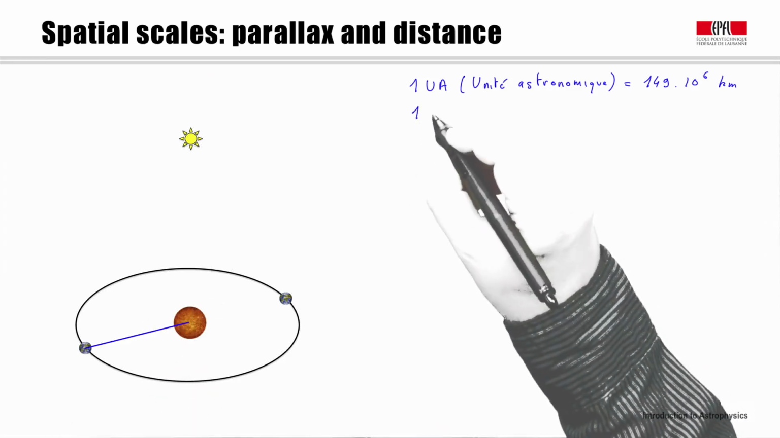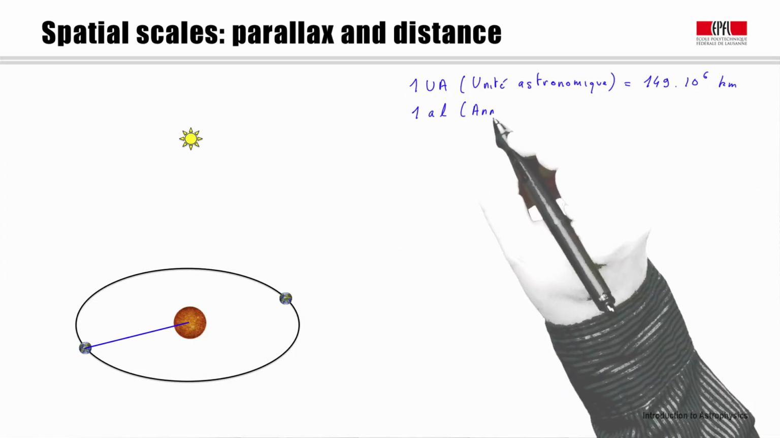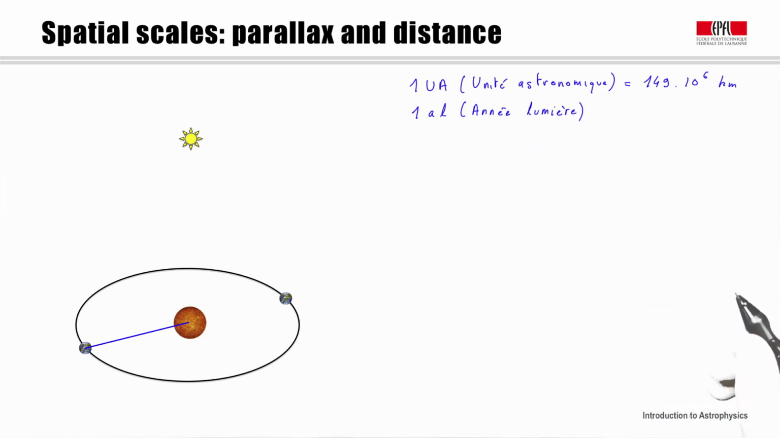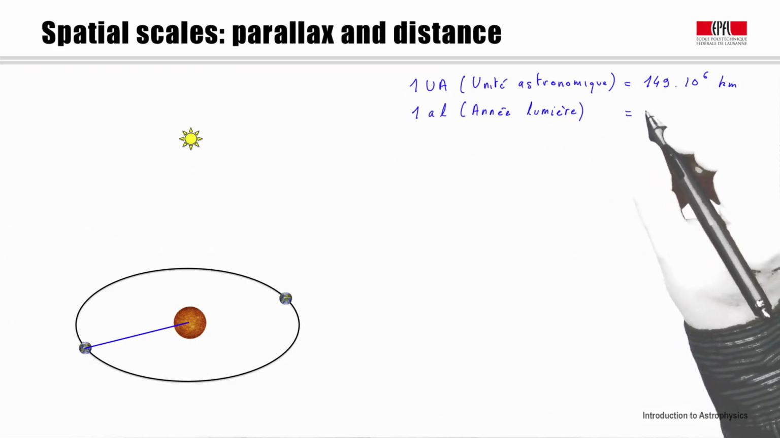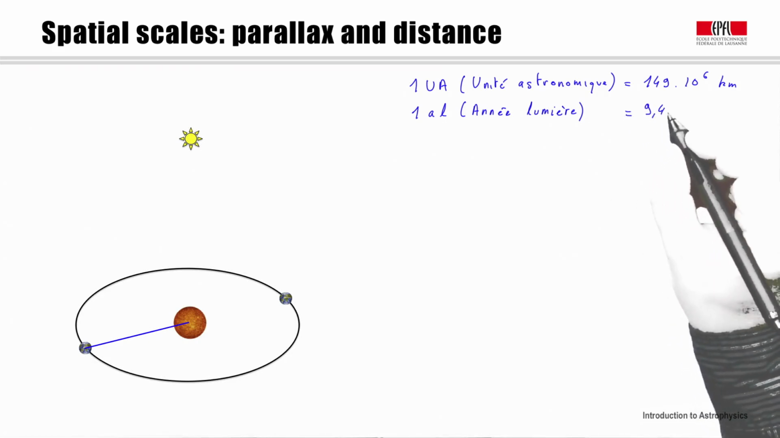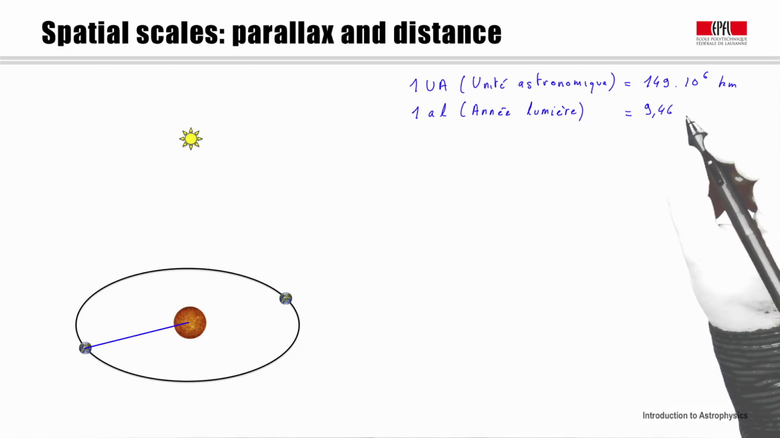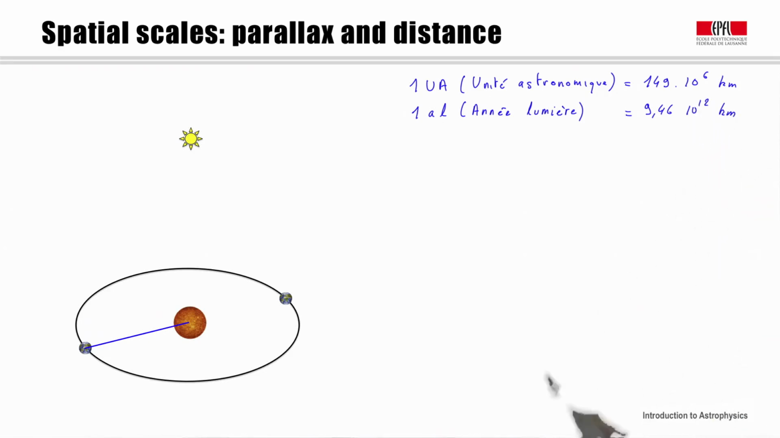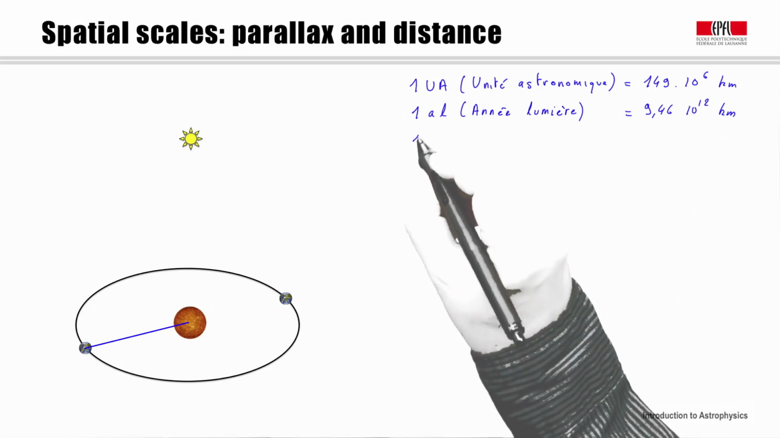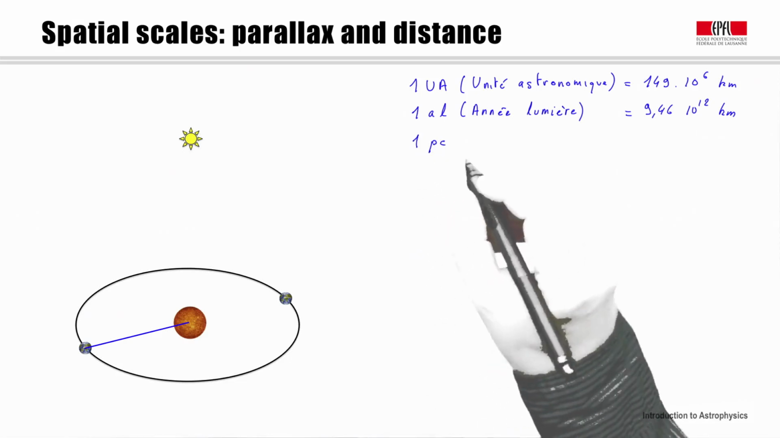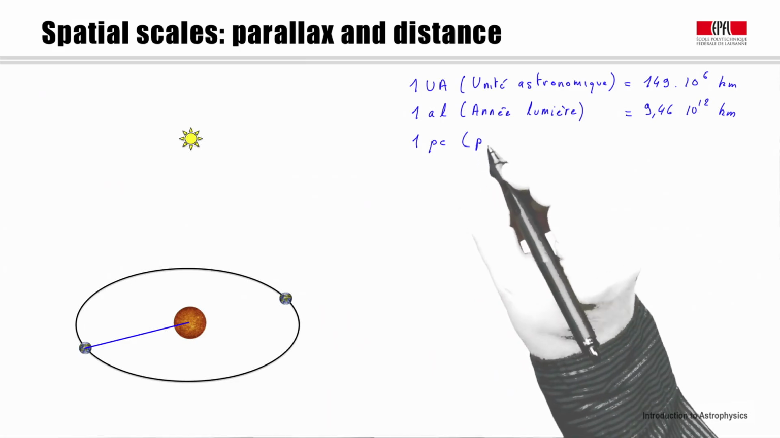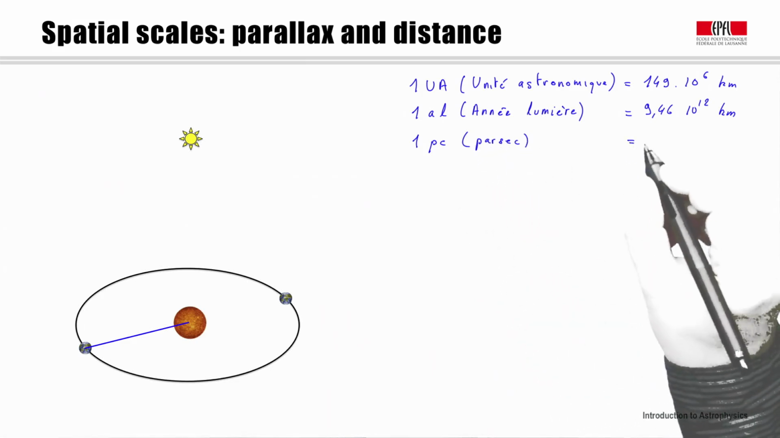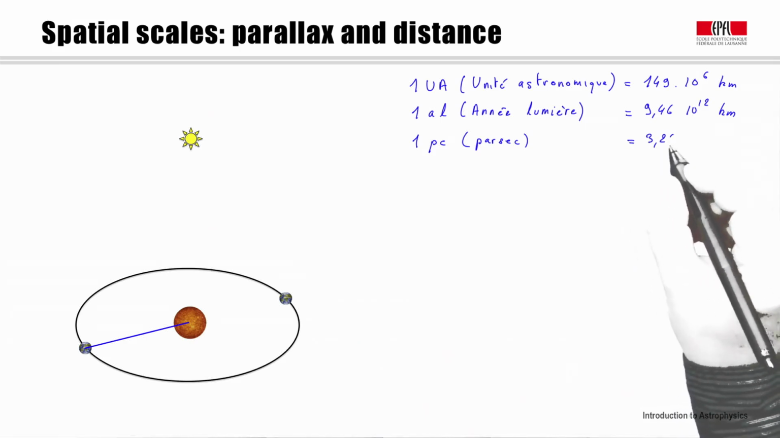If we are interested in bigger distances, we will often measure them in light years, 1 ly, or a.l. on the slides, which is the distance traveled by light during 1 year at the speed of 300,000 kilometers per second. This corresponds to a distance of 9.46 times 10 to the 12th kilometers. Most of the time, we will use another distance, called the parsec, that we will define in the following. It turns out that this distance, numerically speaking, is equal to 3.26 light years.